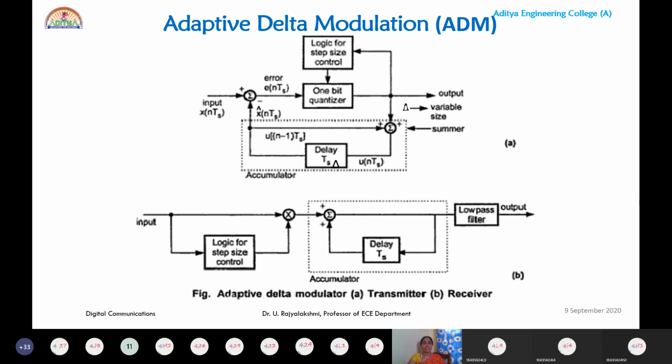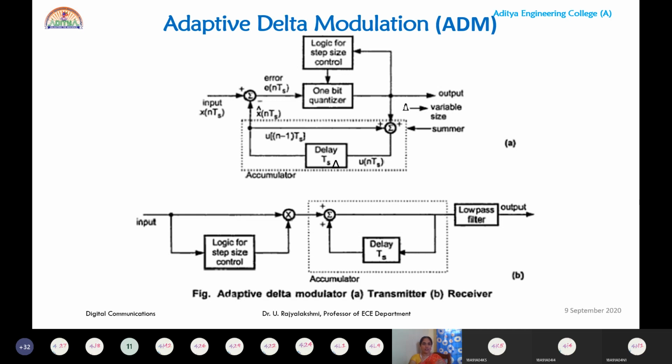And what else? What is the additional block added here? Can any one of you tell me? Logic step size control. Yes, the only additional block added in the case of adaptive delta modulation when compared to the traditional DM circuit is the logic for step size control.